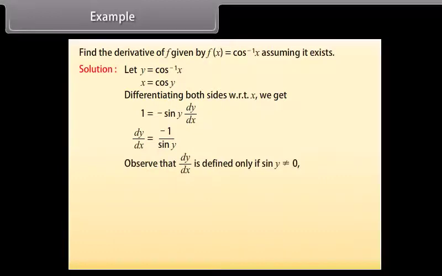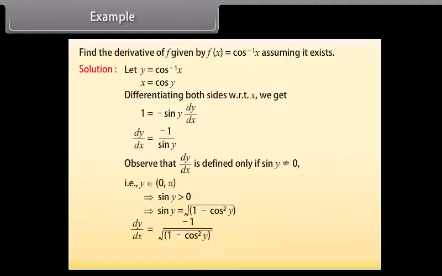Observe that dy by dx is defined only if sine y not equal to 0. That is, y belongs to 0, pi. It implies sine y is greater than 0. It implies sine y is equal to square root of 1 minus cos square y. dy by dx is equal to minus 1 by square root of 1 minus cos square y, which is equal to minus 1 by square root of 1 minus x square.